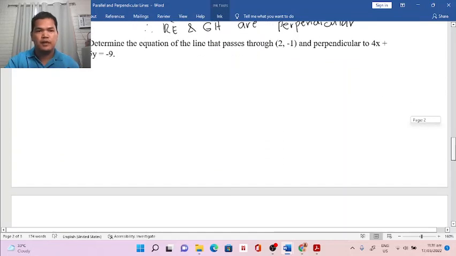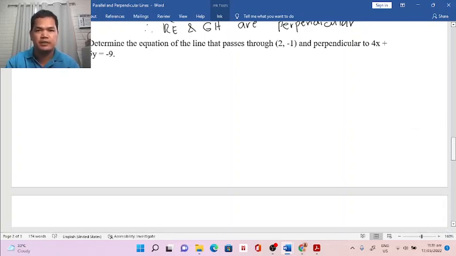Now let's move on to our third example. Determine the equation of the line that passes through (2, -1) and is perpendicular to 4x + 5y = -9.